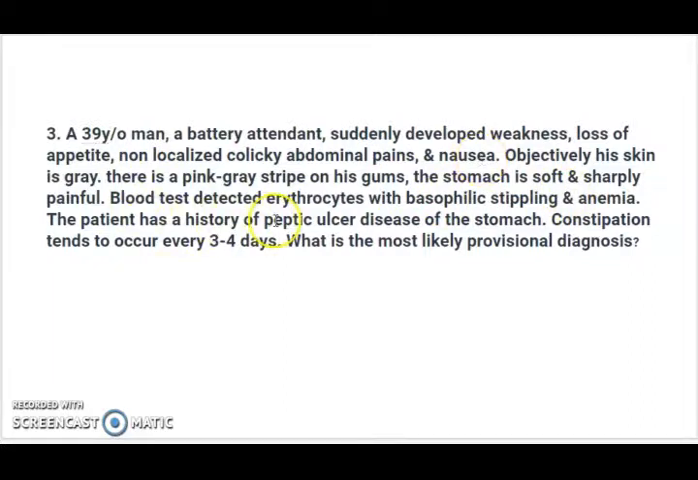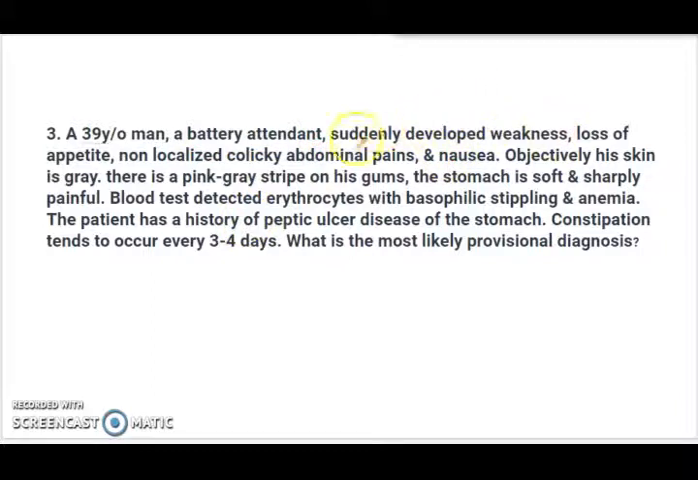The patient has a history of peptic ulcer disease of the stomach. Constipation tends to occur every 3 to 4 days. What is the most likely provisional diagnosis? Now there are many hints in the question regarding the diagnosis. First hint is the occupation. He is a battery attendant, so he is exposed to lead fumes.